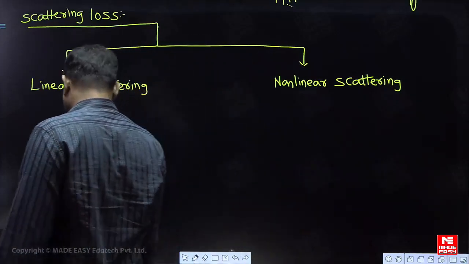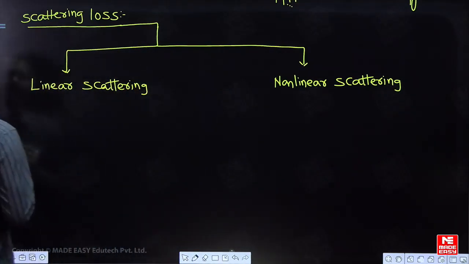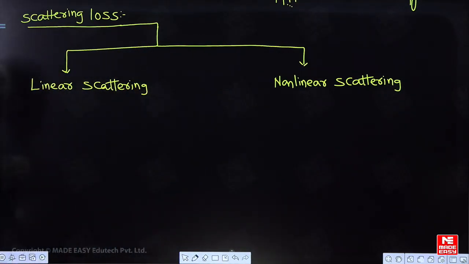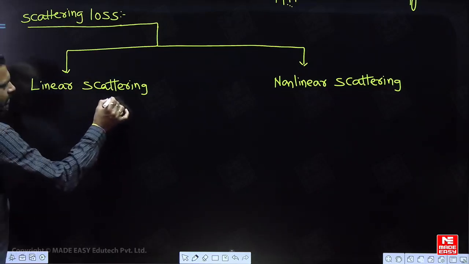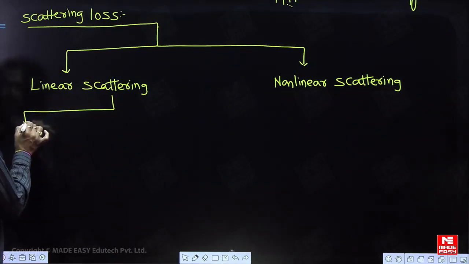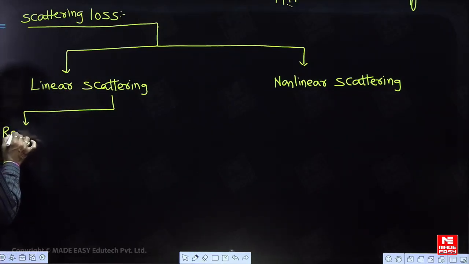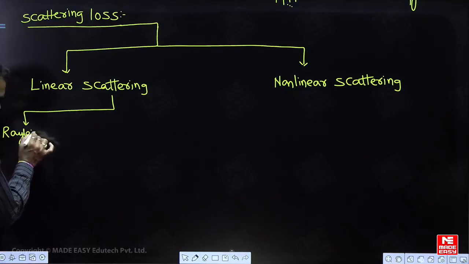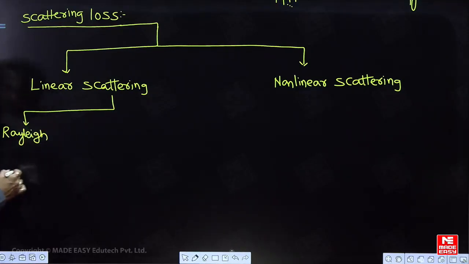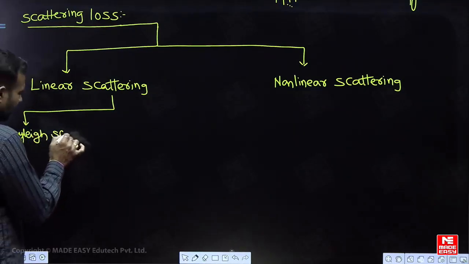So once we talk about linear scattering, it is once again of two types. The first is called Rayleigh scattering, which is also called Rayleigh scattering loss.